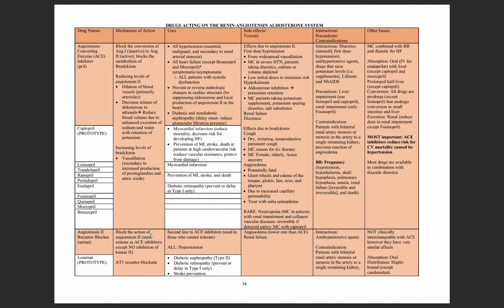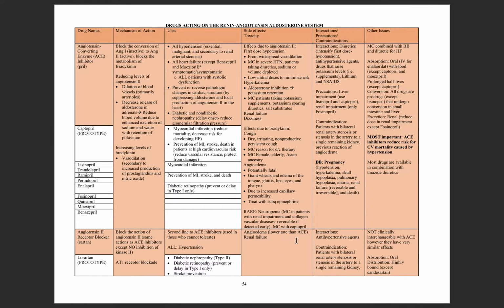They have many of the same effects as the ACE inhibitors, except that they don't block bradykinin metabolism. So that means that you aren't going to see the cough that is the most common reason for failing the ACE inhibitors. These are second line to ACE inhibitors because, once again, they have not been proven to reduce the risk of cardiovascular mortality. We're still going to use them in the same set of patients: hypertension, heart failure, and kidney protection for diabetics.